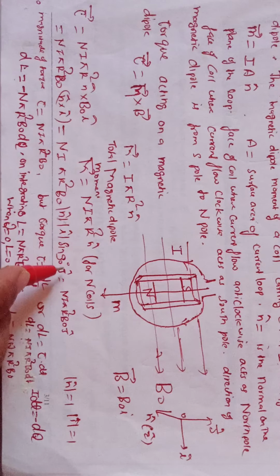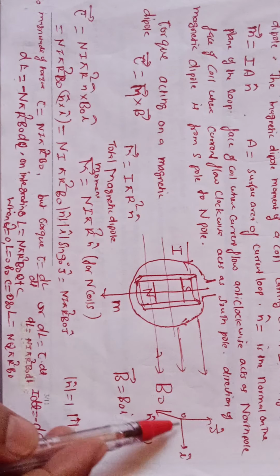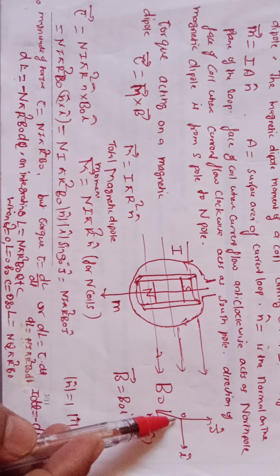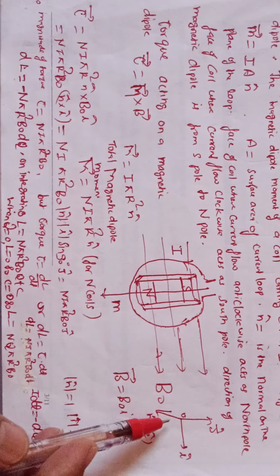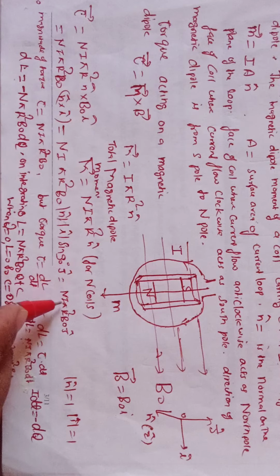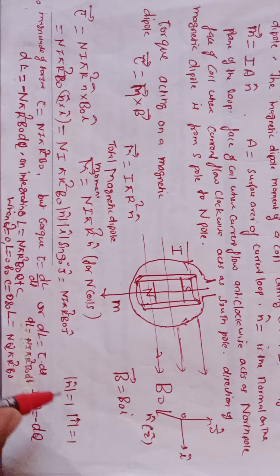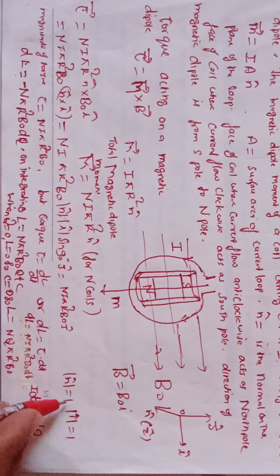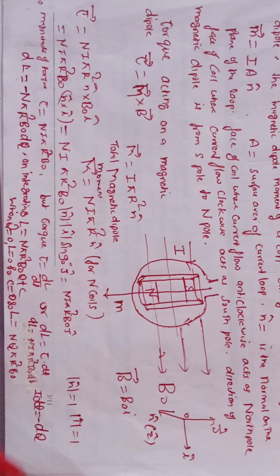And that normal unit vector is perpendicular to the plane of i cap and z cap, that is j cap. This becomes N I pi r square B naught j cap, and mod of n cap equals 1, mod of i equals 1. Then we put the value. So the magnitude of torque tau equals N I pi r square B naught.